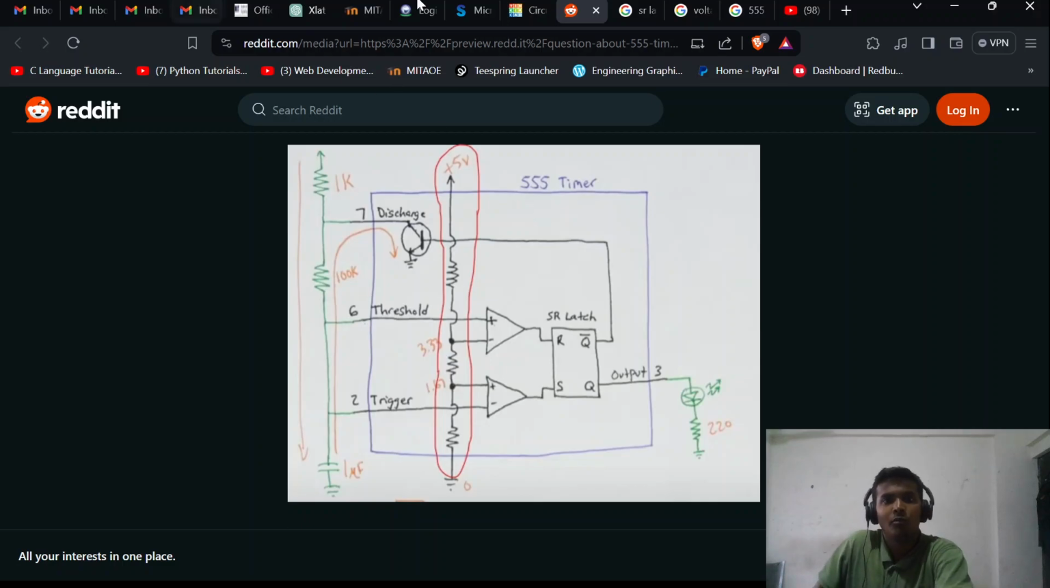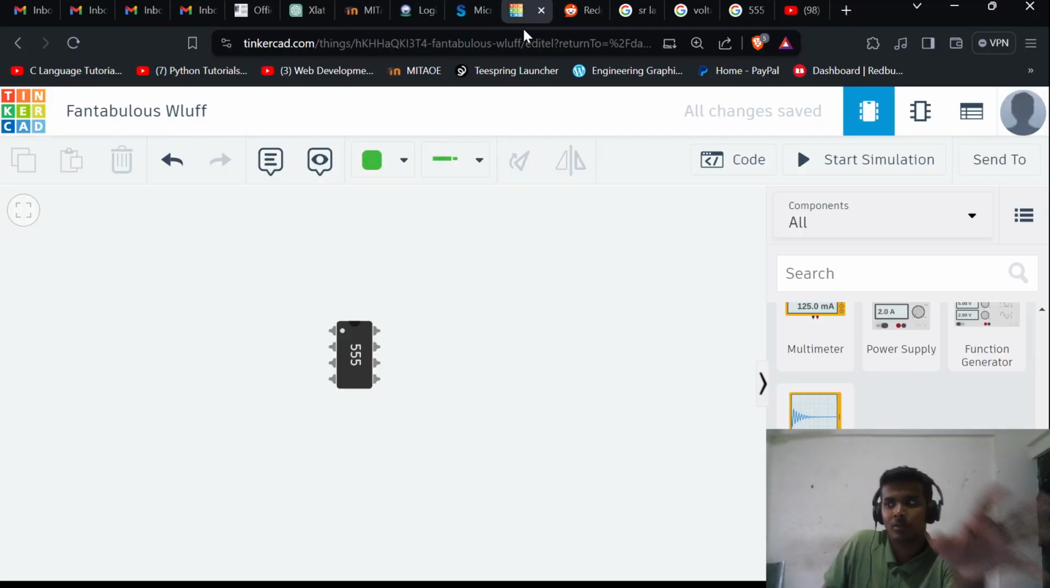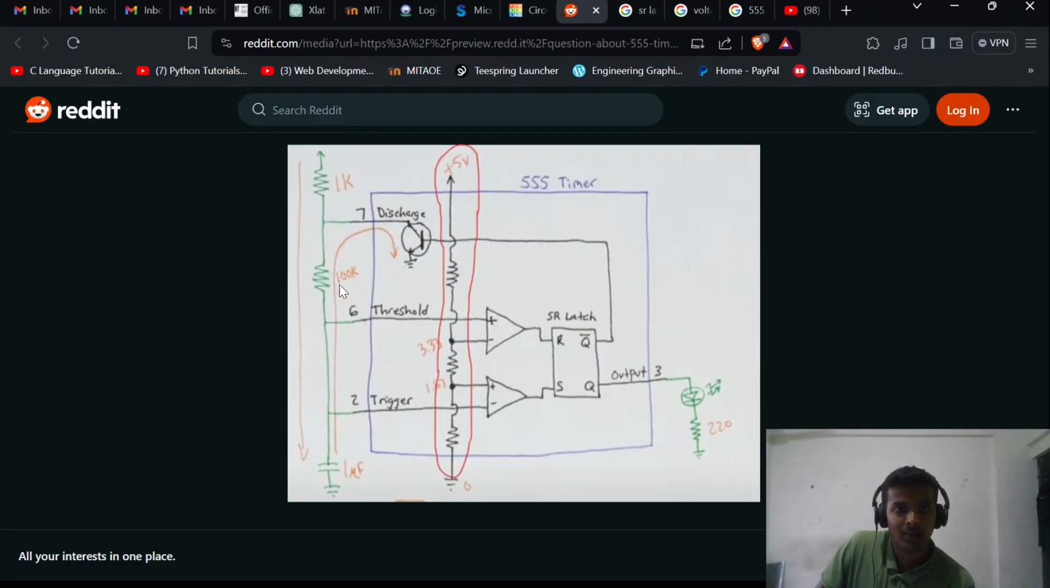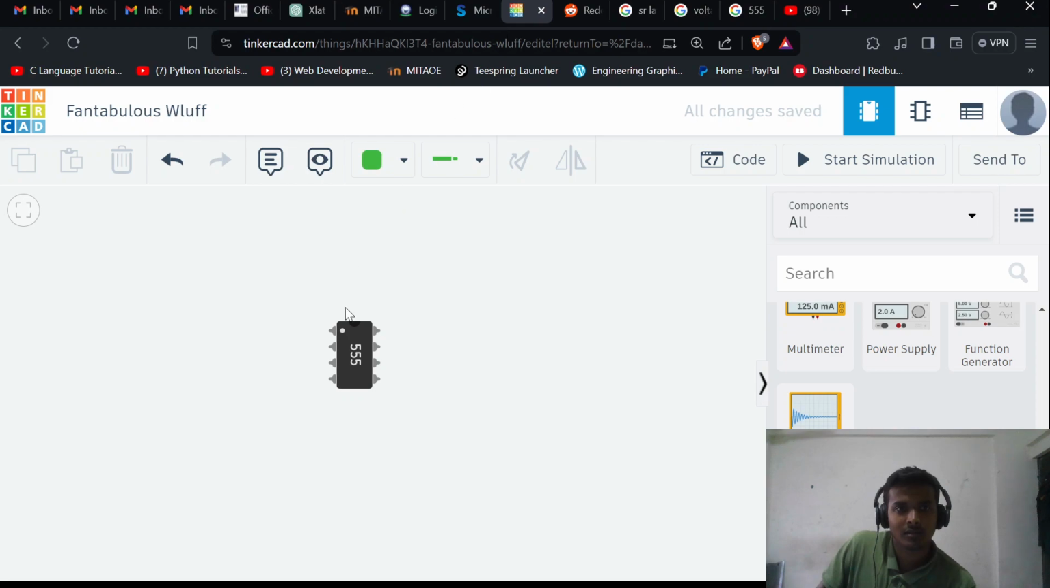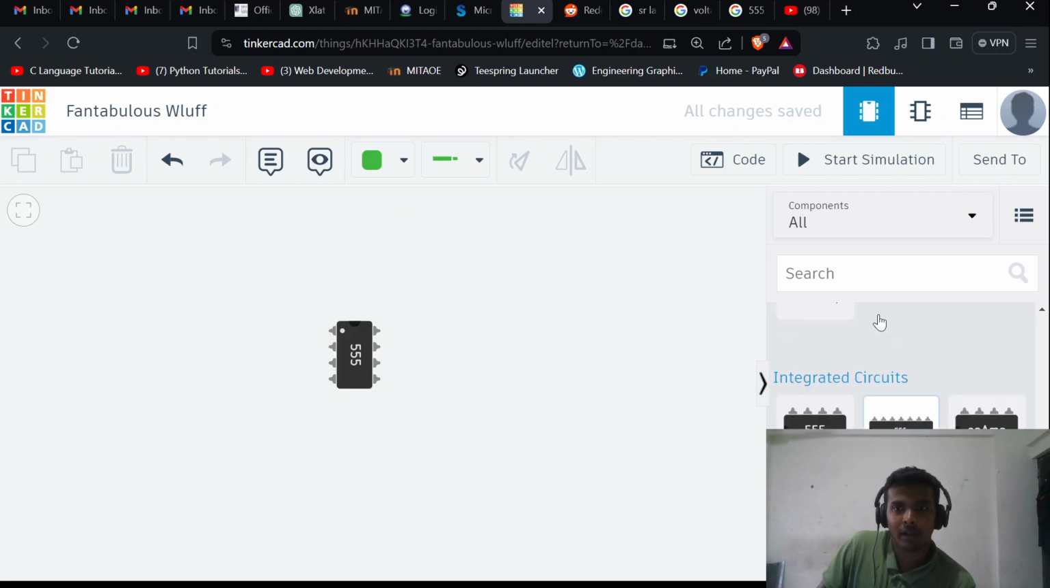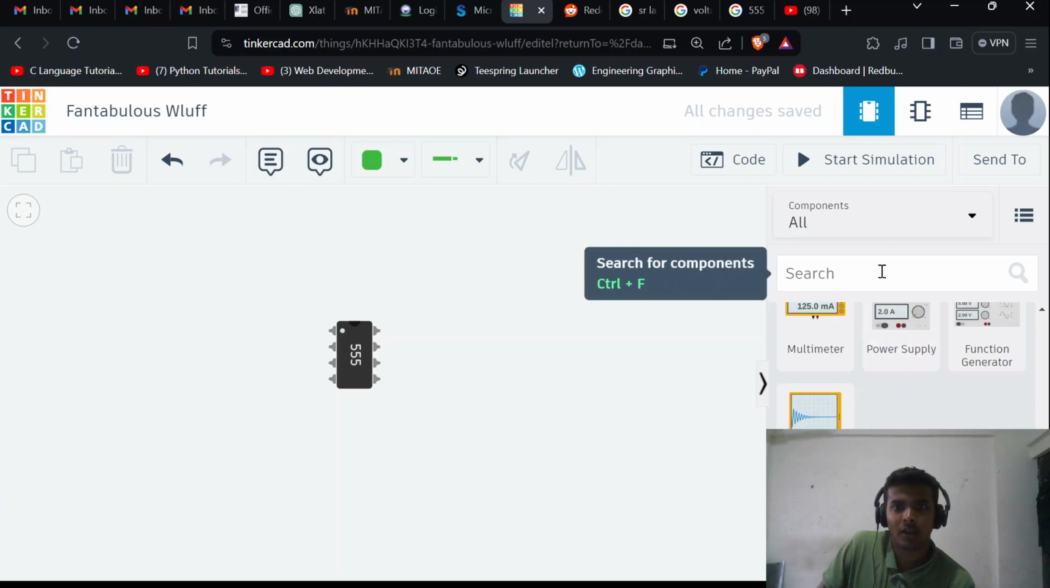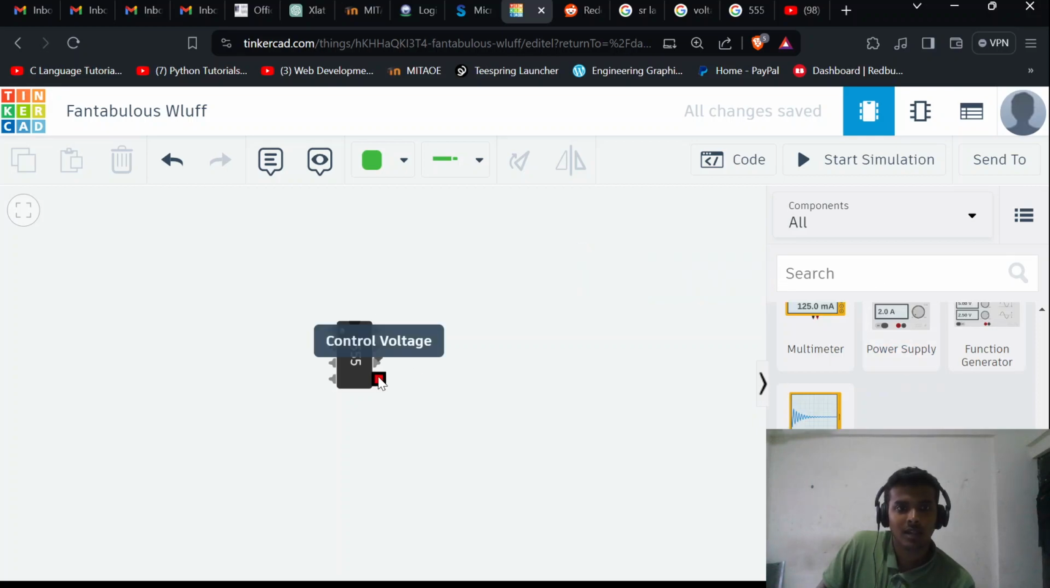So now we will try to mimic this circuit in our TinkerCAD. Okay, I know it's been a long video. It has almost been a 20-minute video. Let's quickly make the circuit. In the circuit diagram, we have to connect power and ground. In TinkerCAD you can search for the 555 timer and find it.